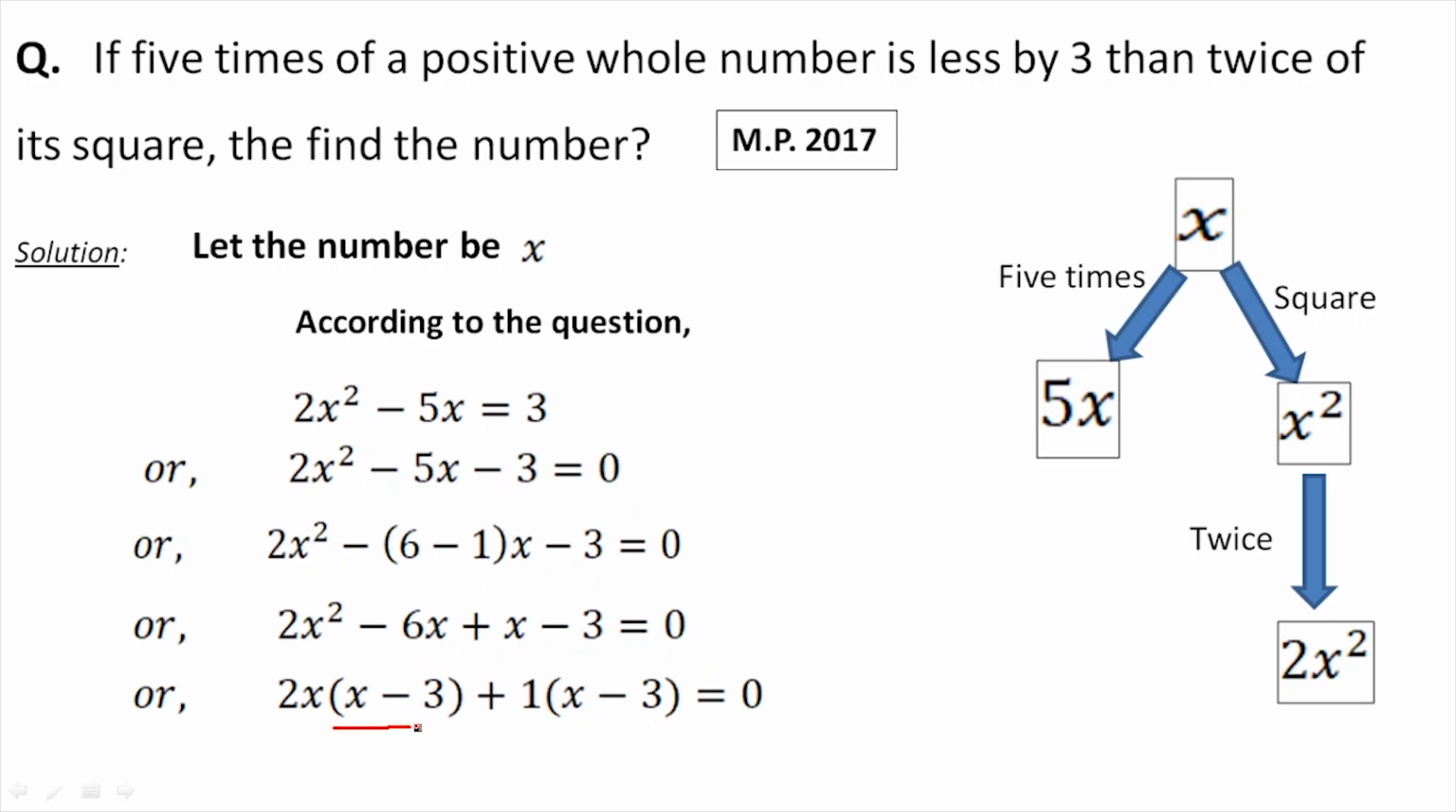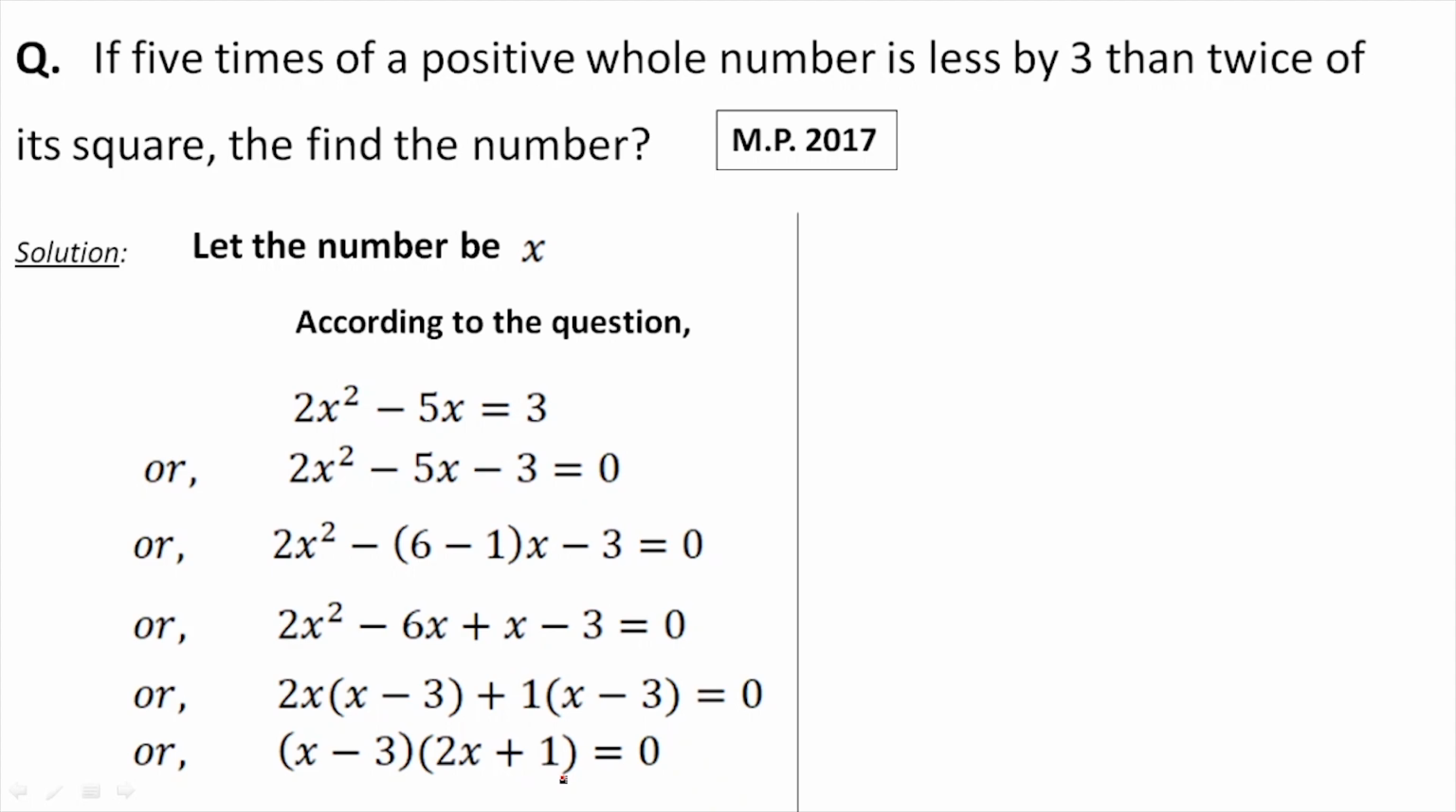Now here also we see that x minus 3 is common, so if we take it out of the equation as common, we'll get x minus 3 is common, so the remaining term is 2x plus 1. So after getting this, we'll just write either-or. So either x minus 3 is equal to 0, after taking 3 onto this side, we'll get x is equal to 3.